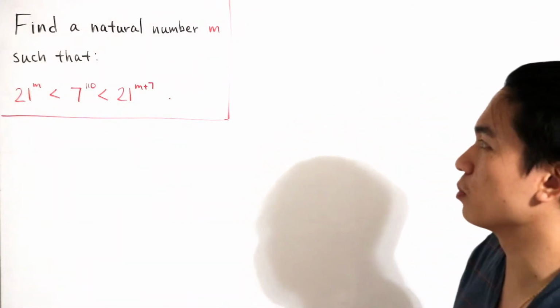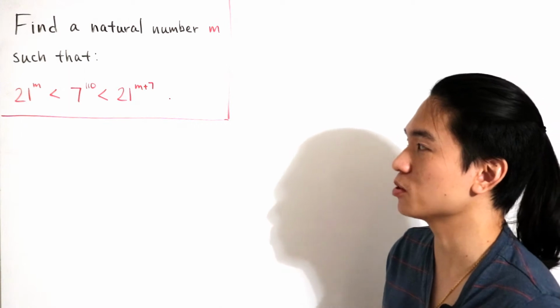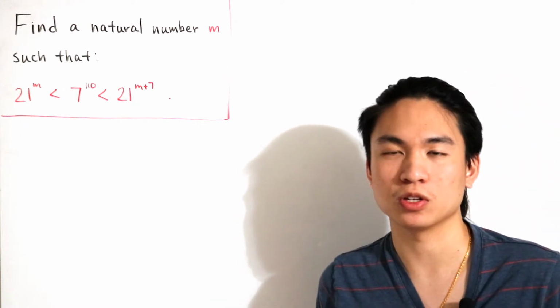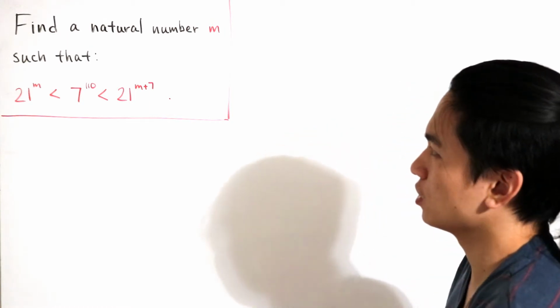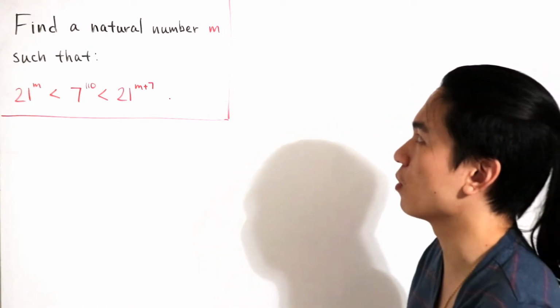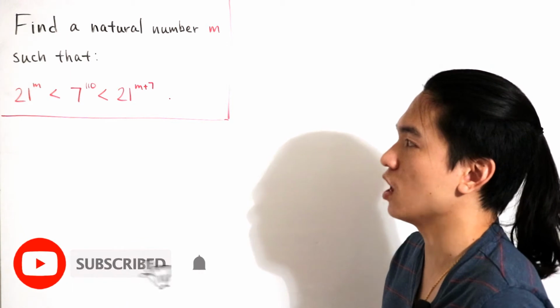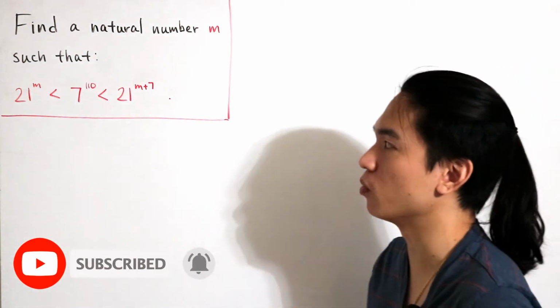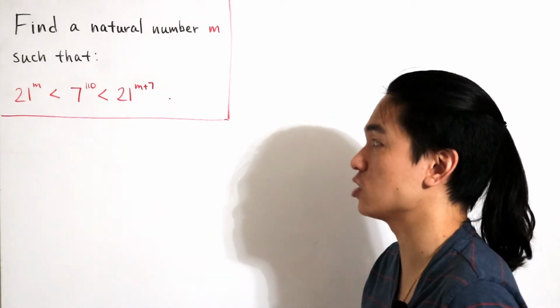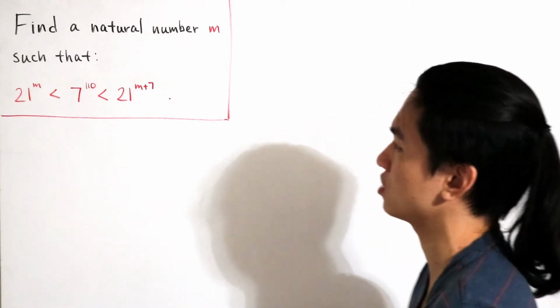Here we have a little number theory problem that's very similar to the inequality problem that I posted a couple videos back with that integral and summations, but this is a little bit different. We want to find a natural number m such that 21 to the power m is strictly less than 7 to the power 110, which is less than 21 to the power m plus 7.